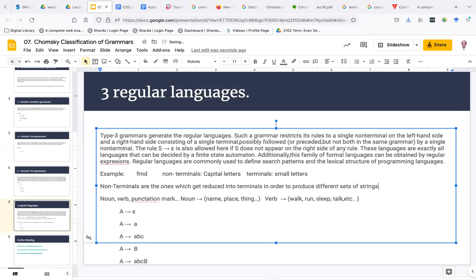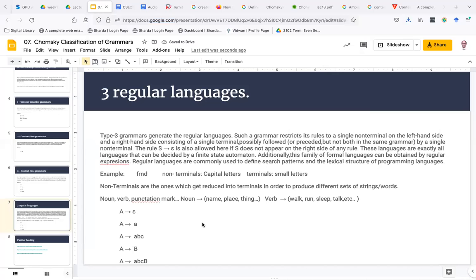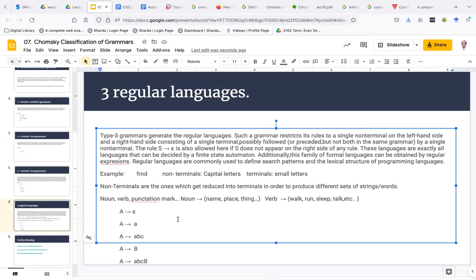And words. Did you understand this? Yes or no, guys? Do I need to repeat it again? Yes, sir. Okay, I hope this thing is clear. Now, what is the meaning of this thing?